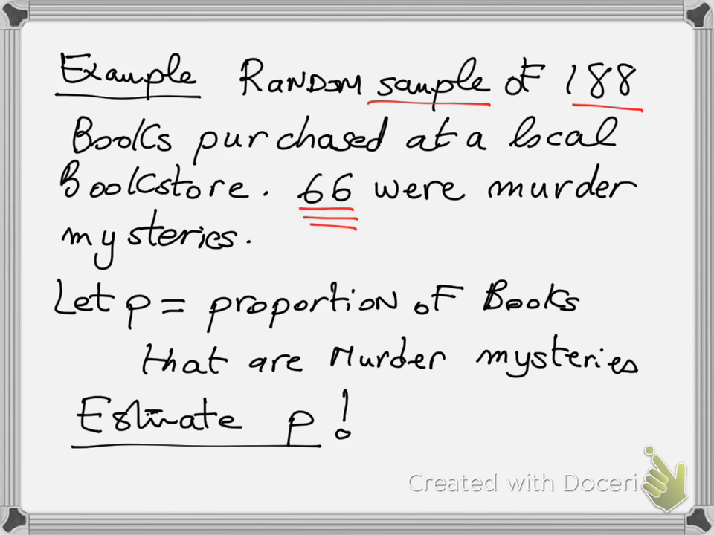First, this is a binomial distribution, because if you take a book, it is either a murder mystery or it's not. There are two possible outcomes for a book. Now we want to estimate the proportion of books that are murder mysteries, and we have this random sample of 188 books.